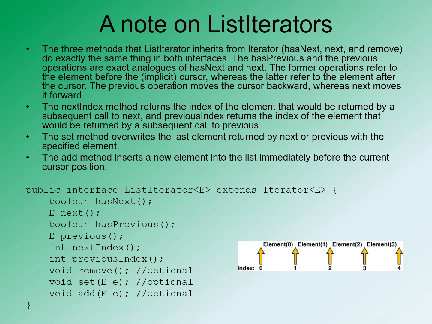Now you will see the implementation of these at the bottom of the slide. You can see there is hasNext method, next method, and hasPrevious method, previous method. We have nextIndex method, previousIndex method, and also we have remove, set, and add method. Now you might be aware of the set, add and remove methods and their functionalities, right?